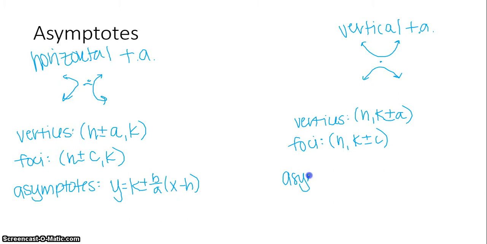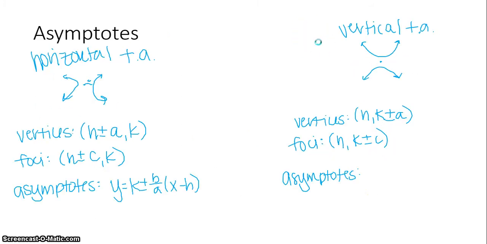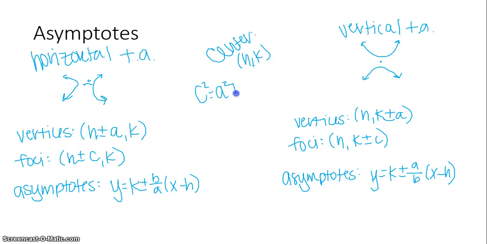And for your asymptotes, again, we'll look at the previous slide for just a second. If I drew my line through here, my slope is a over b, because that's how far I'd be coming over. So in this case, it's a over b, rise over run. So y equals k plus or minus a over b times x minus h. Remembering again that your center is hk, and then a, b, and c have the relationship just like Pythagorean theorem.